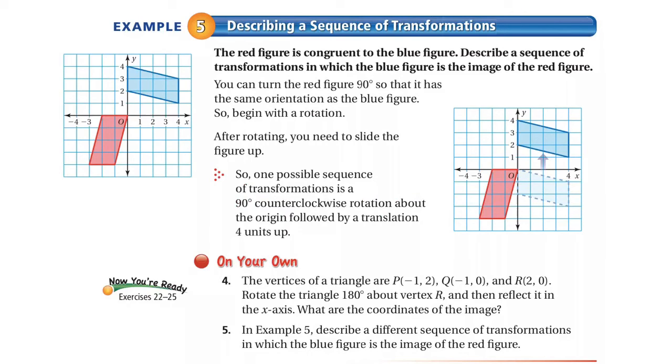So there are some for you to do on your own. Number 4 is just a sequence of transformations, and number 5 is describing a different sequence. There will be multiple answers, but do your best. I know you can come up with one or 2.